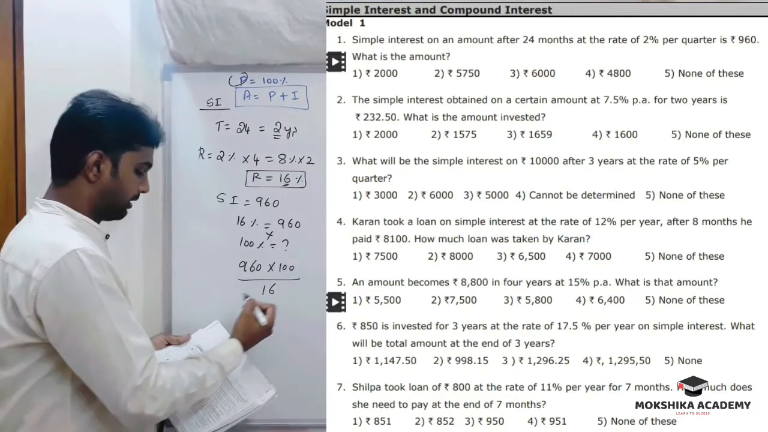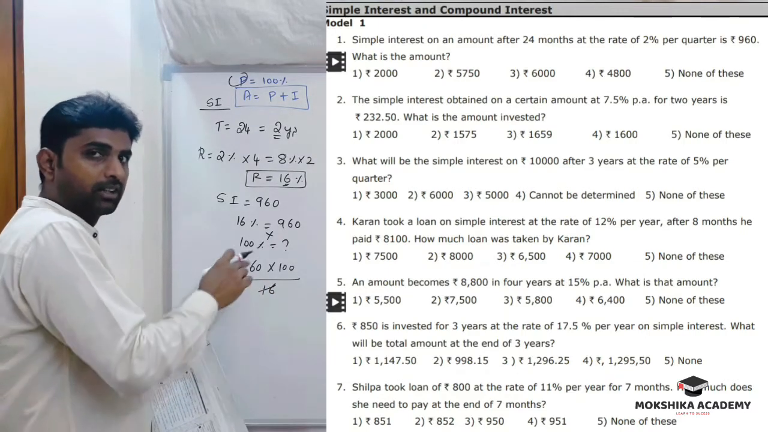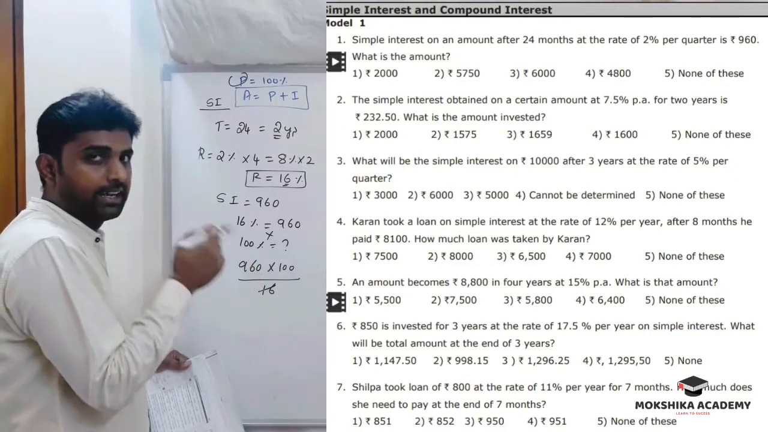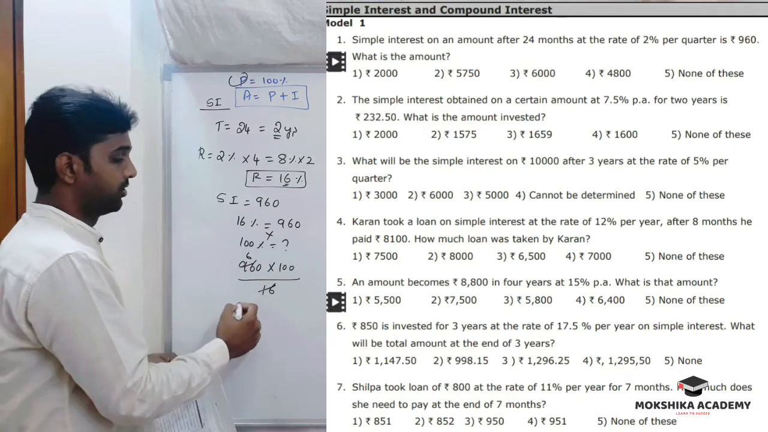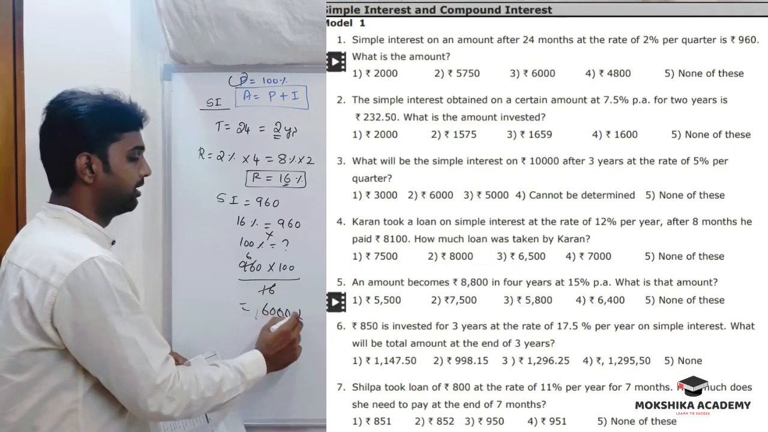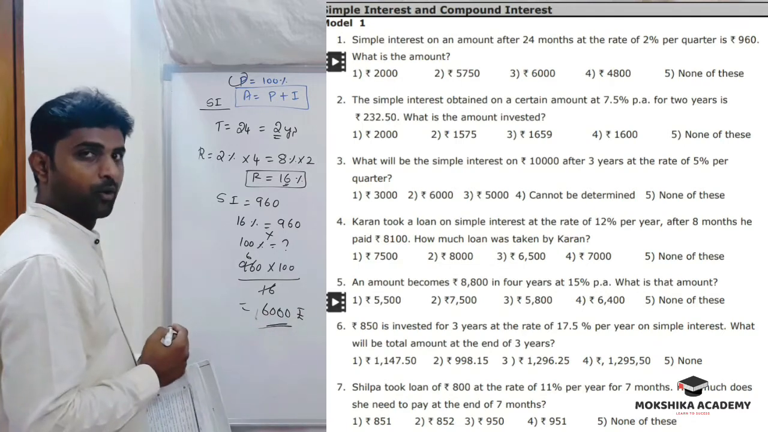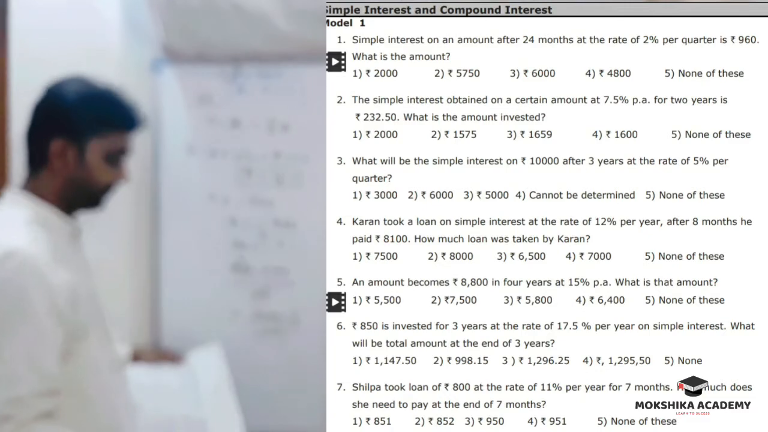16 half is 8, 16 5s are 80. 80 plus 16 is 96. This is 6 lakh. So 6,000 is the principal amount. Okay student, let us move on to the next question.